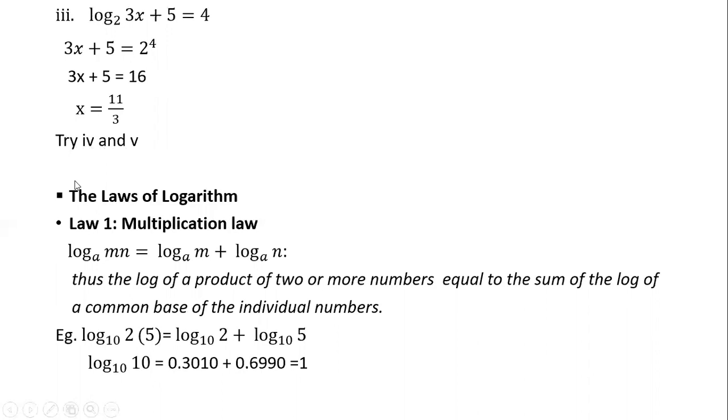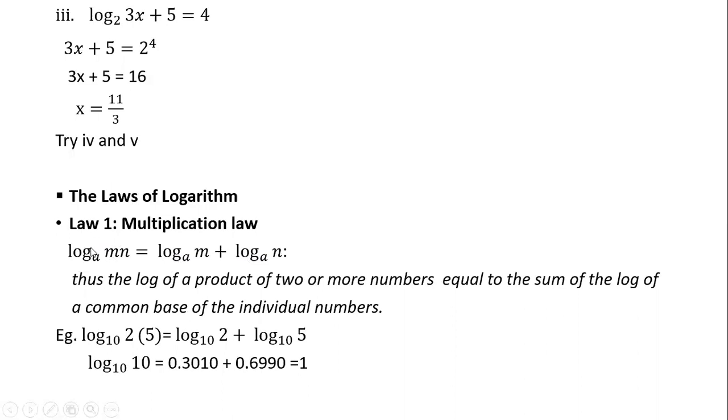Now let's move on to the laws of logarithms. The basic laws of logarithms. Law 1. You can call it the multiplication law. Log base a of mn. Log base a of m times n. So m and n are multiplying themselves, so they are products. So log base a of m times n is equal to log base a of m plus log base a of n. Now since the numbers are multiplying, as we all know, addition normally goes with multiplication.